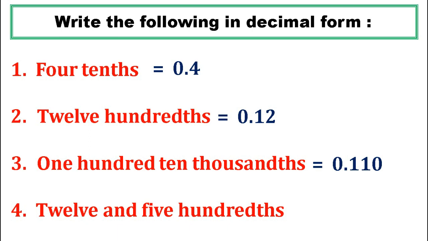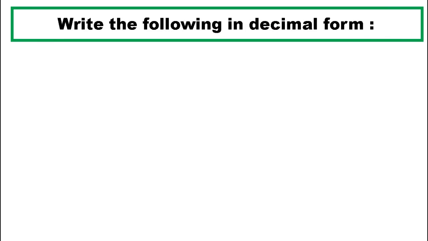The fourth and the last question is 12 and 5 hundredths. Since we have 12 as a whole number part, so we will first write 12. We will put the decimal point and then we have 5 hundredths. So we will write 0 in the tenths place and 5 in the hundredths place. So 12 and 5 hundredths in decimal form can be written as 12.05.